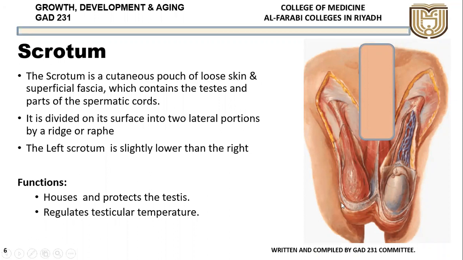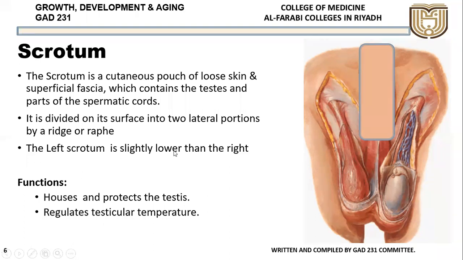So there is loose skin and the superficial fascia, which contains the testis and part of the spermatic cord on either side. It is divided on its surface into two lateral portions by a ridge or raphe. If you see here, in the middle there is a septum or a ridge or a raphe, which will divide it into two pouches. Even though it is a single bag, it is divided into two halves by this raphe or ridge. Okay, so it will have two cavities within that.